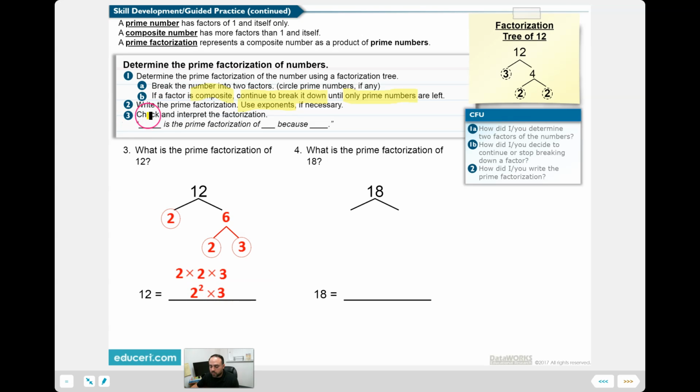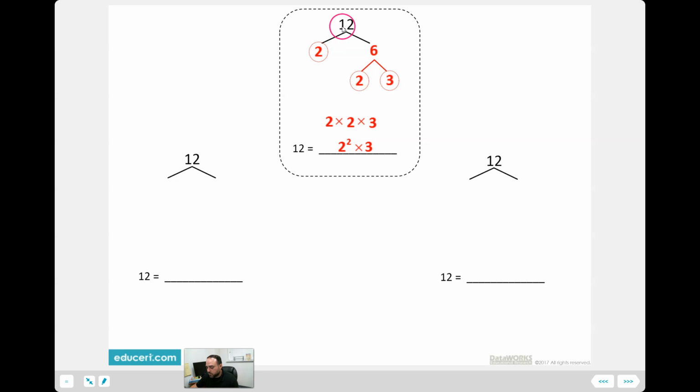Step 3. Ready, read. Check and interpret the factorization. 2 to the second power times 3 is the prime factorization of 12 because it represents 12 as the product of prime numbers. So here in the middle is the factor tree for 12 and the prime factorization of 12 that we just completed on the previous problem. The first question we can answer is, is using 6 and 2 different than using 2 and 6?